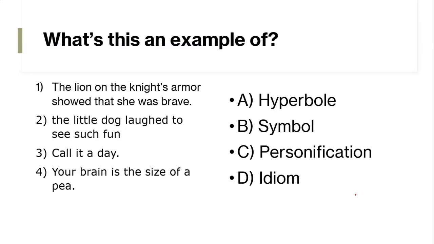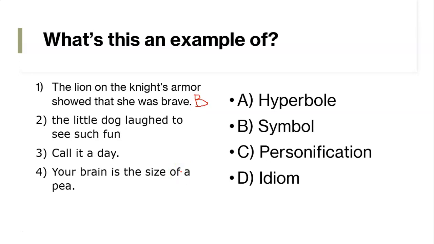Okay. Read these to yourself. Pause the video, and when you're ready, move on. The lion on the knight's armor showed that she was brave. Our answer choices are hyperbole, which is an extreme exaggeration; symbol, which is when one object represents something else; personification, which is when we give a non-human object human qualities; and an idiom, which is an expression that doesn't mean what it says literally. So, the lion on the knight's armor showed that she was brave: lions are a symbol of bravery.